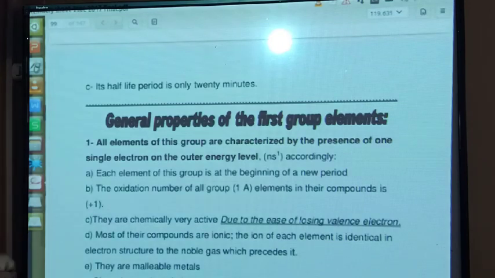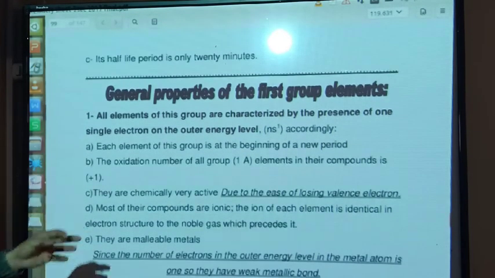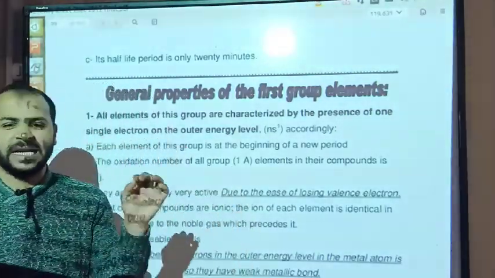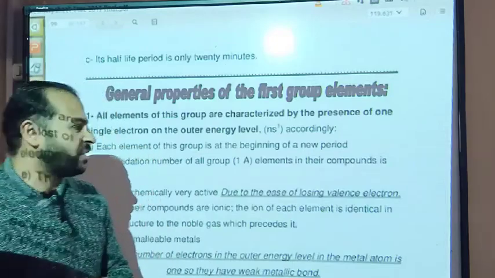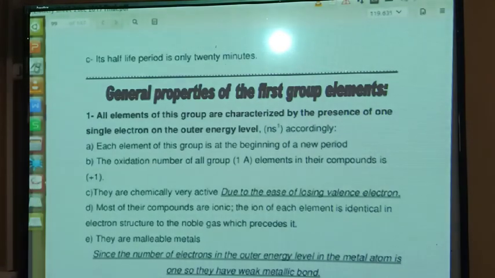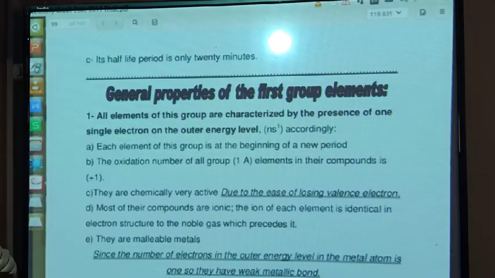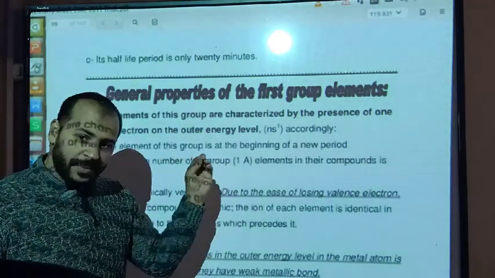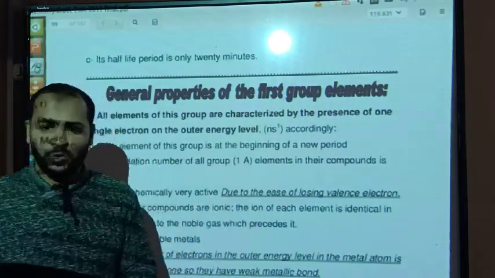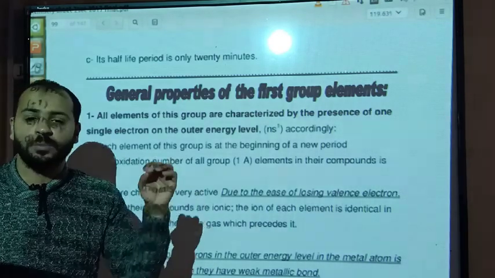Now let's speak about the general properties of the first group elements or group 1A. Property number 1. All elements of this group are characterized by the presence of 1 electron in the outer level, and all of them end with the structure ns1. From the presence of 1 electron in the outer level, we have some results. Each one of them is the beginning of a new period, because it is the first element in the period.